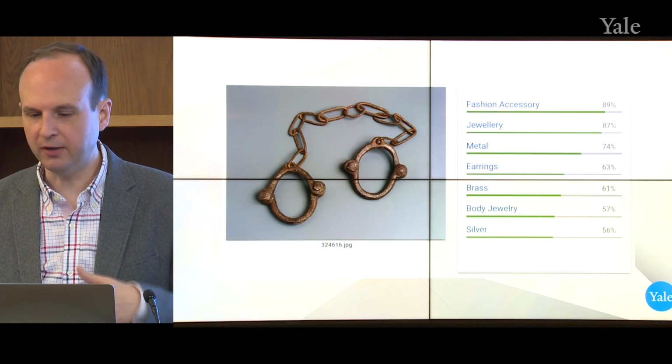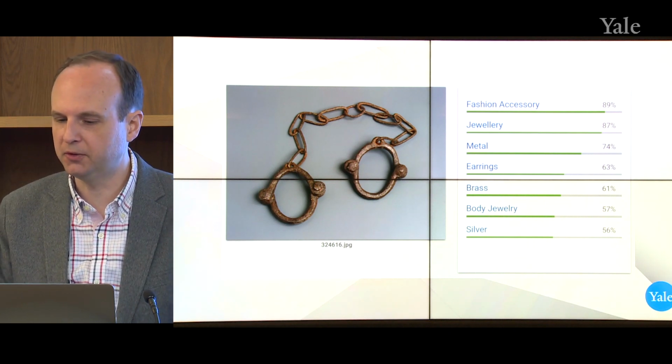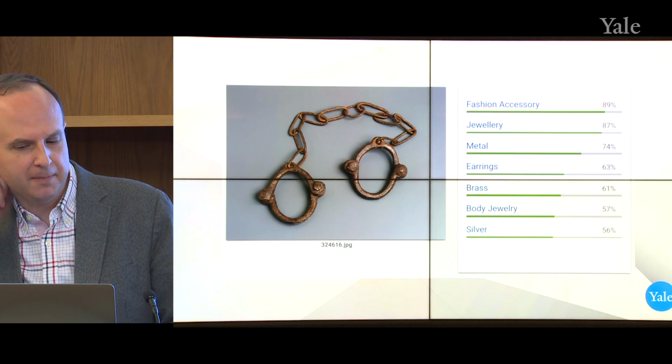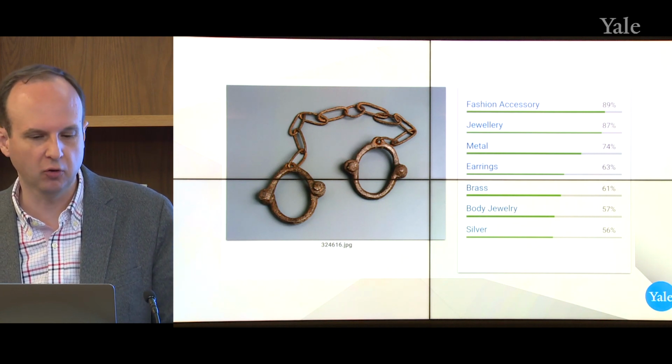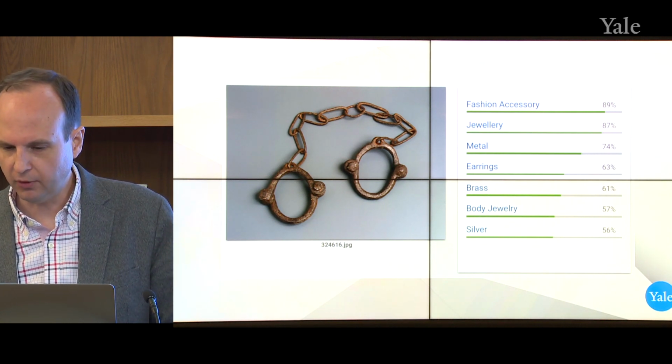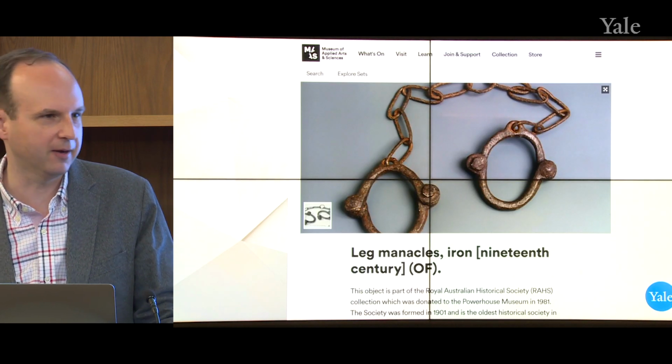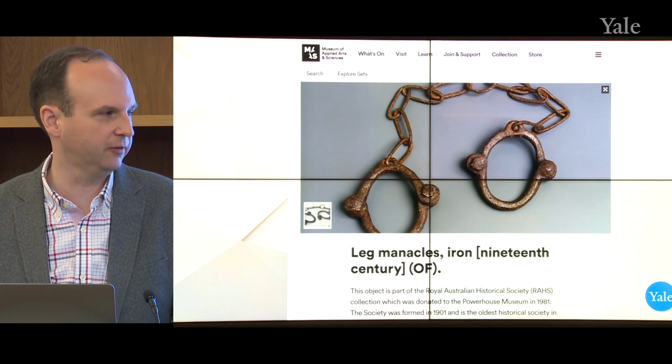So I gave it the image and I said, could you describe what this is? And it told me that it was a fashion accessory, probably jewelry, with a little less certainty, possibly earrings, but maybe body jewelry or silver. So let's actually go to the source and figure out what these are. Well, these are leg manacles, of course, from Australia's convict history.